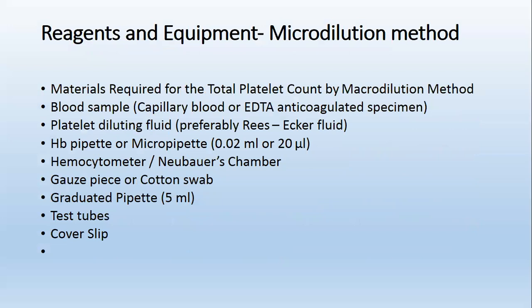Reagents and equipment required for the macrodilution method. Materials required are blood sample, platelet diluting fluid, HB pipette or micropipette of 0.02 ml, hemocytometer or Neubauer chamber, gauze piece or cotton swab, graduated pipette 5 ml, test tube and cover slip. These are the materials required for the platelet count by using the macrodilution method.